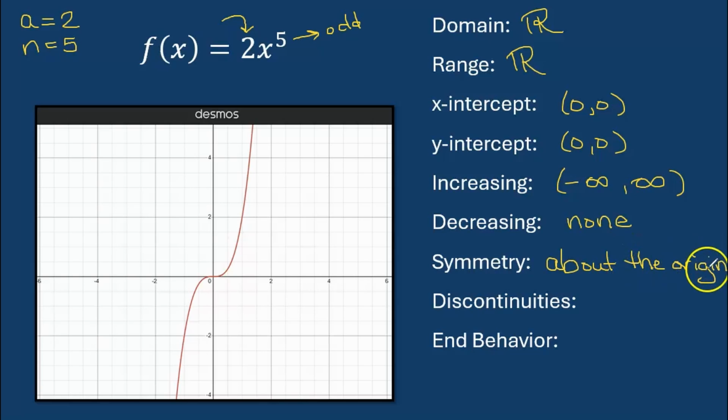Once again, this graph has no discontinuities. There are no parts of this graph that are broken.